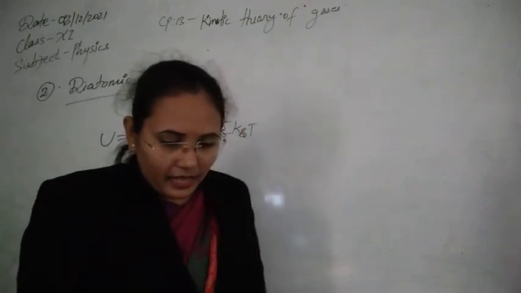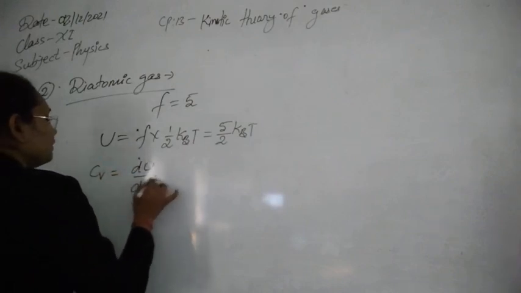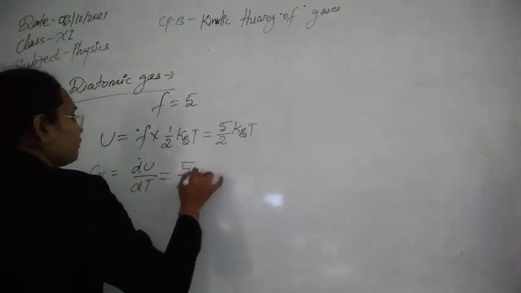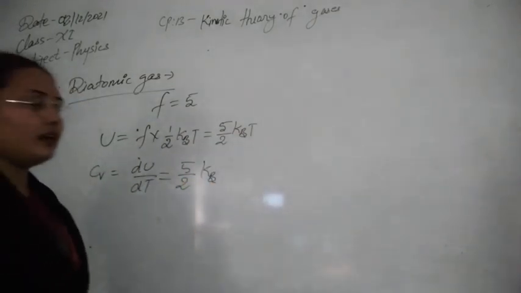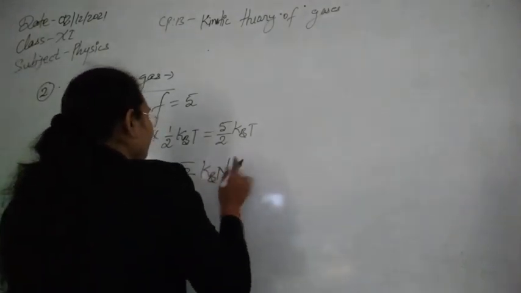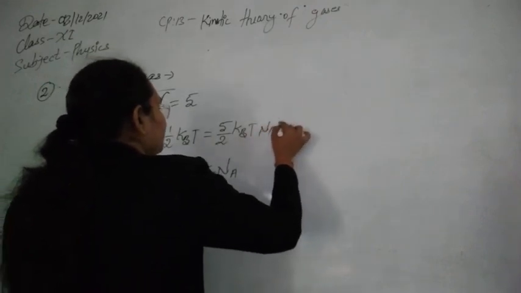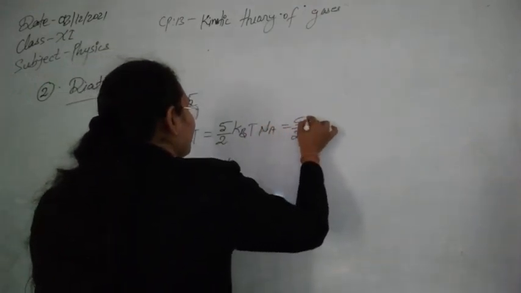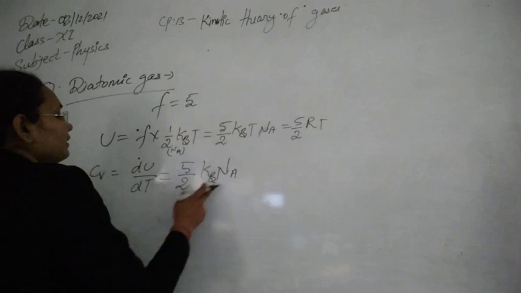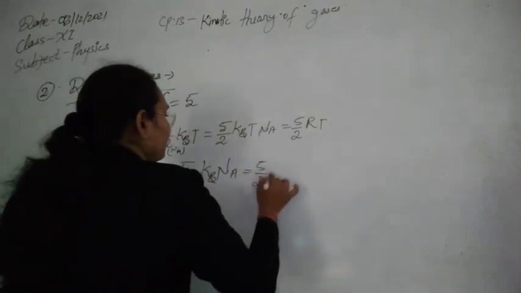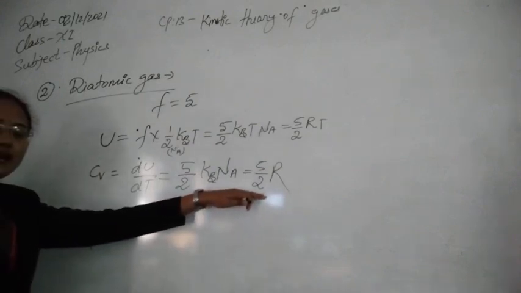Now in the next line, as we know, Cv is equal to dU by dT. So dU by dT will have the value 5/2 kB. If you want it per mole, you multiply by the Avogadro number Na, and you can write this equation as 5/2 RT. So Cv is 5/2 R. This is the value of Cv in terms of the gas constant for the diatomic gas.